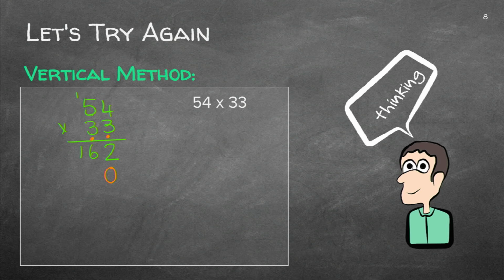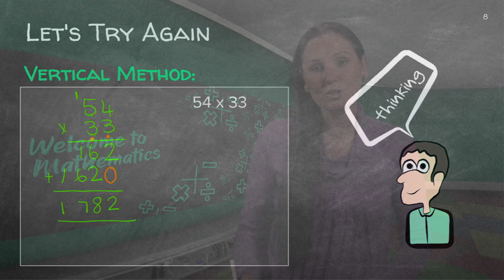So now I can go and say 3 times 4 equals 12. Take 1 over. 3 times 5 equals 15 plus 1 equals 16. And now I add my calculation. 2 plus 0 is 2. 6 plus 2 equals 8. 6 plus 1 equals 7. And 1 plus nothing equals 1.